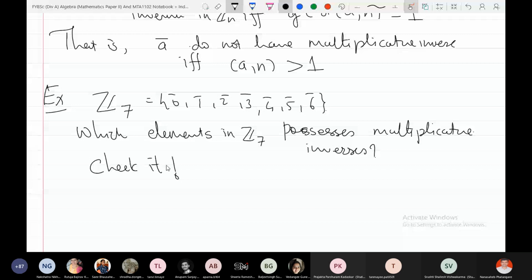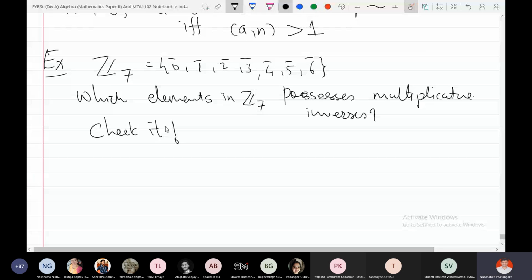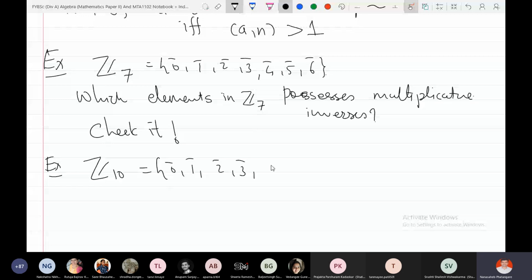Now Z10, for example: 0 bar, 1 bar, 2 bar, 3 bar, 4 bar, 5 bar, 6 bar, 7 bar, 8 bar, 9 bar. 1 bar I can denote by 11 bar also. Remember this. For simplicity I am using these representatives; otherwise, you can use any representative. Anyway, now which element possesses multiplicative inverses? Immediately tell me now.